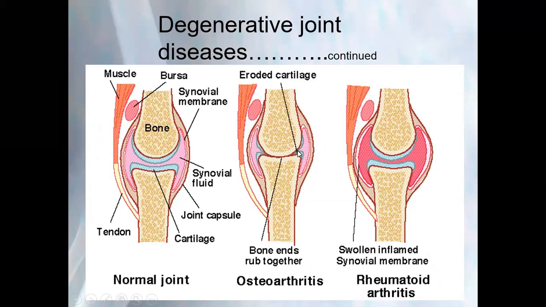This type of joint is the osteoarthritic joint. There is a decrease in the space between the joint and increased friction in the joint. Chances of damage to the bone are very high in this type of joint. The third type is rheumatoid arthritis, a chronic inflammatory disease, and the joint shows swelling, redness, and increased size.